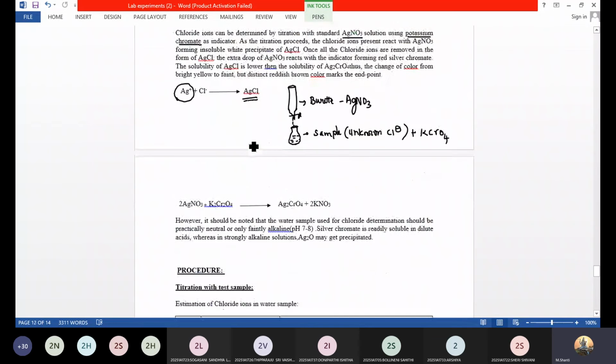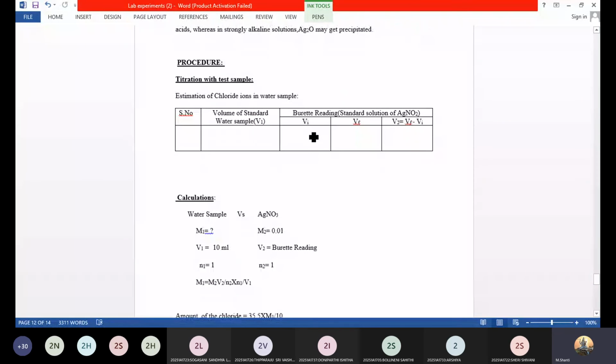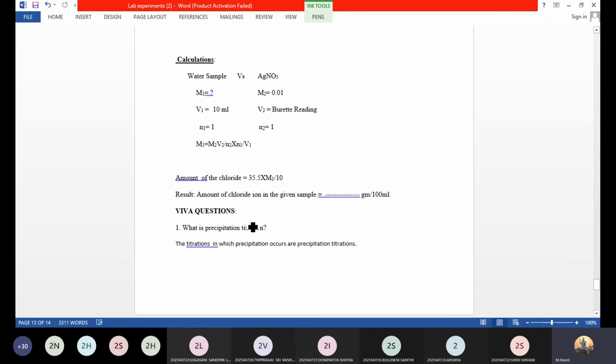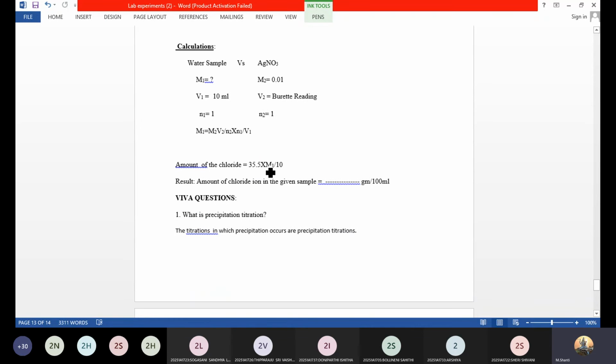Now, in the tabular column, you will be taking the water sample, maybe 10 ml, with an initial burette reading of 0 and a final volume of around 7 or 8 ml. Substitute the difference, because M2 is given here as 0.01 silver nitrate. M1, B1, N1 are given for the water sample; M2, B2, N2 are given for silver nitrate. Substitute in the equation and get the M1 value. Once M1 is known, multiply it with 35.5 and divide by 10, which gives the amount of chloride ions in the given water sample.